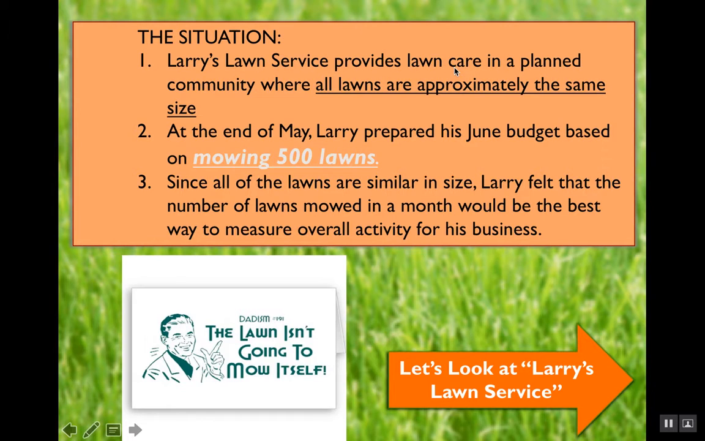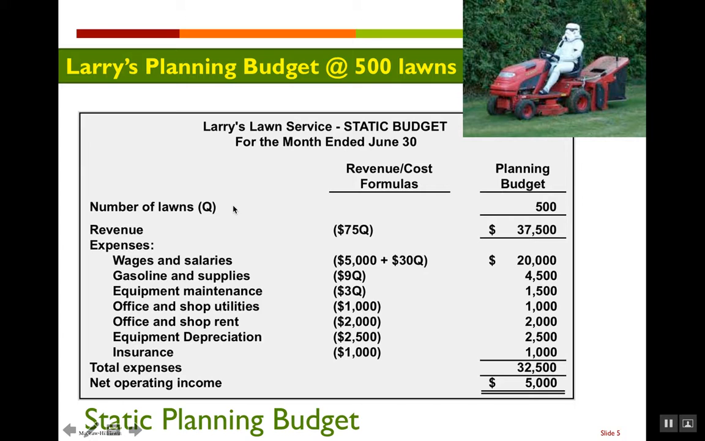So they provide lawn care. All the lawns are about the same size. We just sort of simplify things, and they're going to mow 500 lawns. So let's see what's going to happen here. This is kind of what we did in Chapter 9. We say, hey, we're going to do X amount of business, or in this case, Larry is going to budget for mowing 500 lawns.